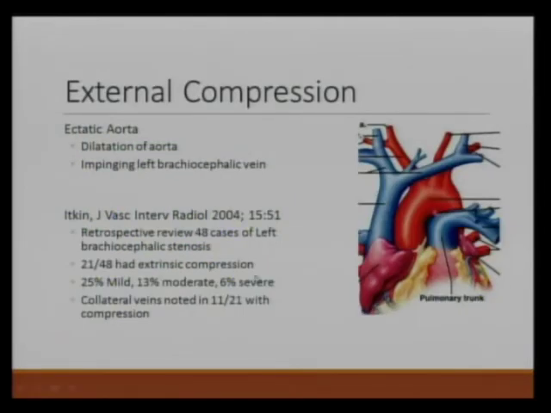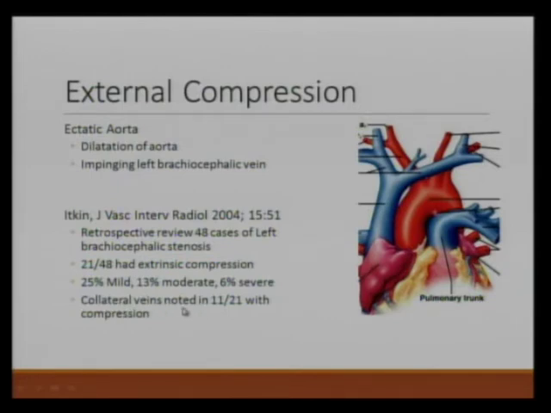So looking at external compression, you can have aortic ectasia, where you just have a dilated aorta, and then also this brachiocephalic artery coming in there, and it'll impinge on that vein. And this guy did a retrospective review of 48 cases, just looking at this vein here, and he found that 21 out of 48 had extrinsic compression. 25% mild, 13 moderate, 6% severe.